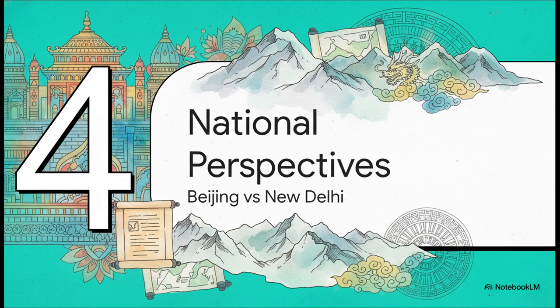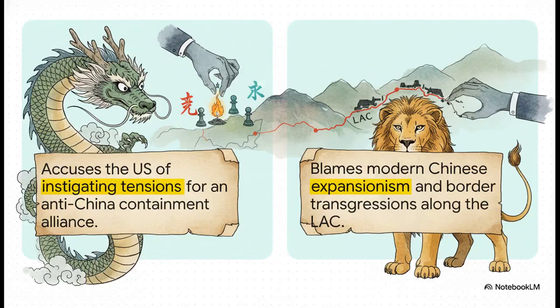Okay, Section 4. Competing national perspectives. Of course, to stay impartial and really understand the reality on the ground, we have to examine how the two nations actually at the heart of this conflict view all these historical and modern accusations. And as you can see, there is a stark contrast in how Beijing and New Delhi interpret the situation.